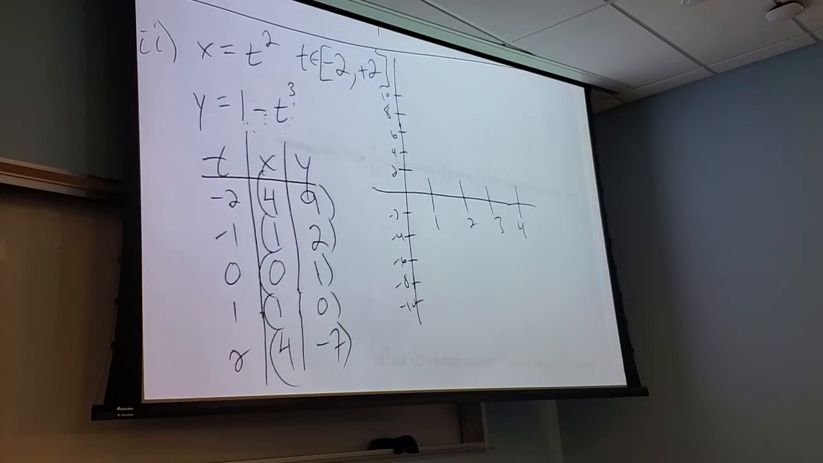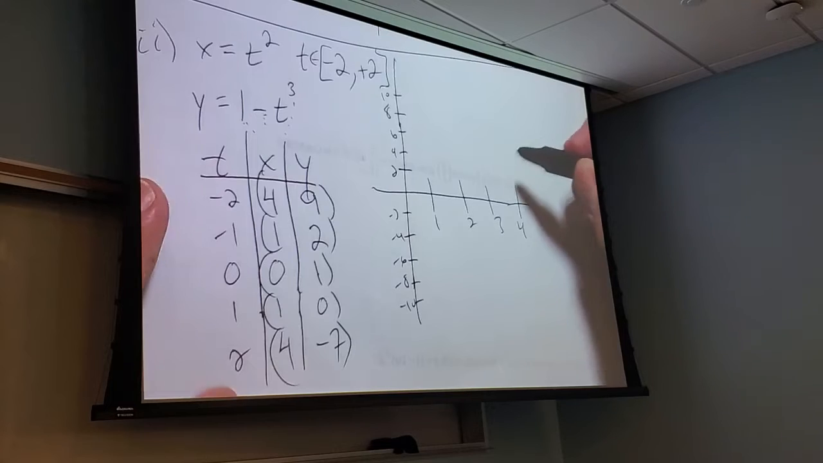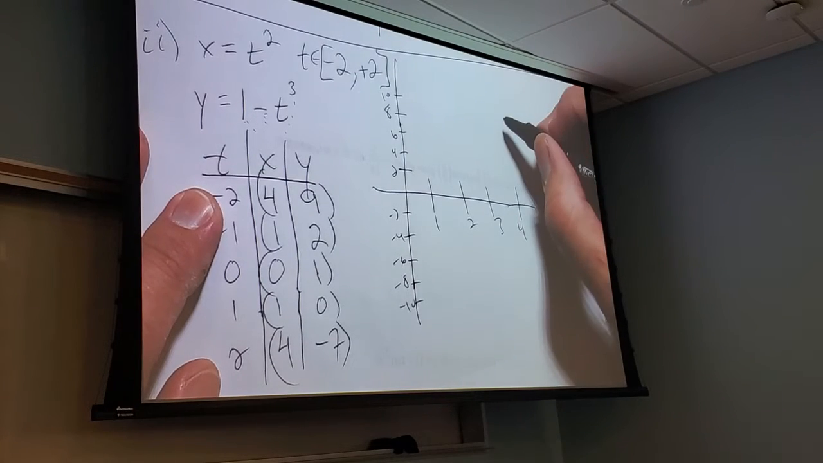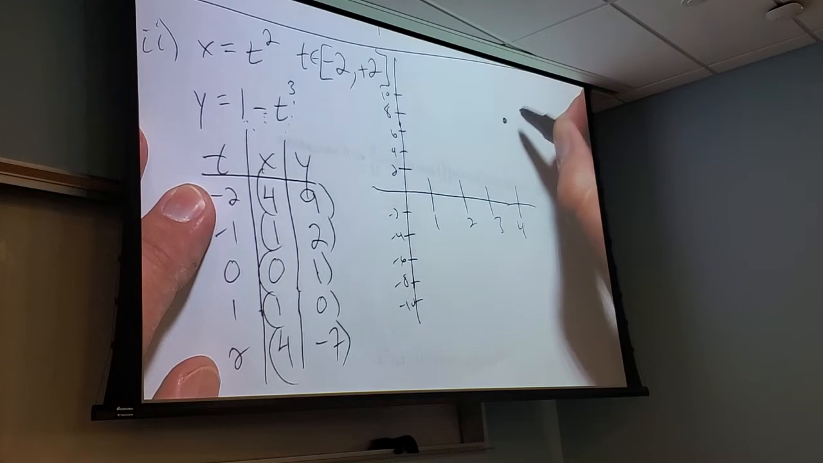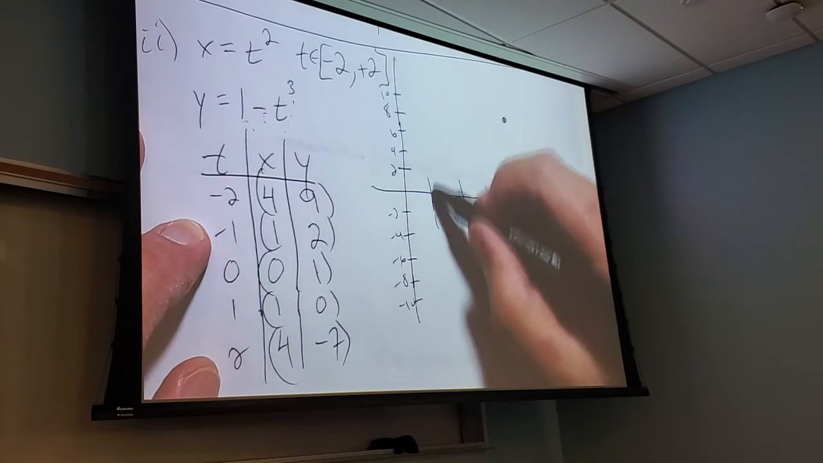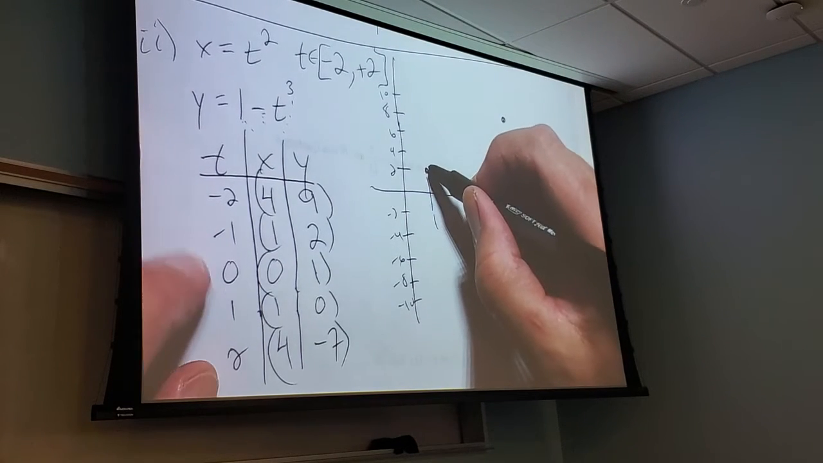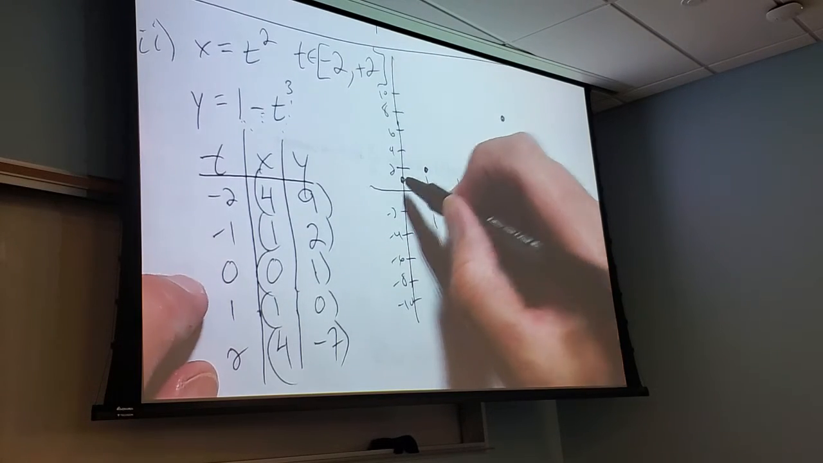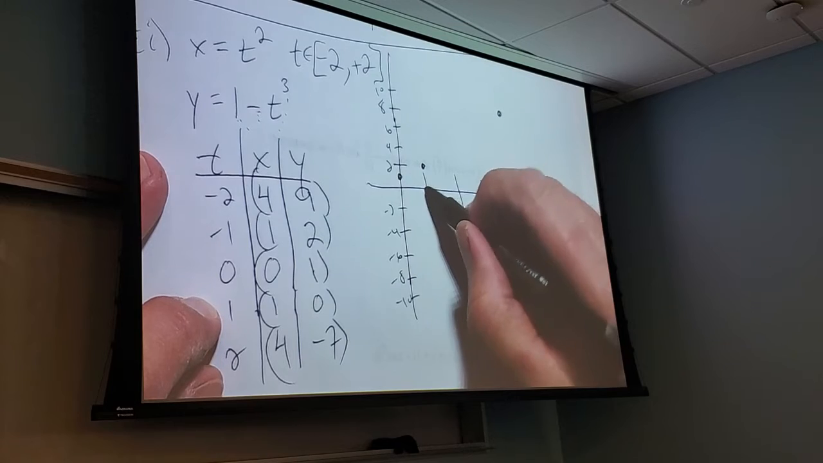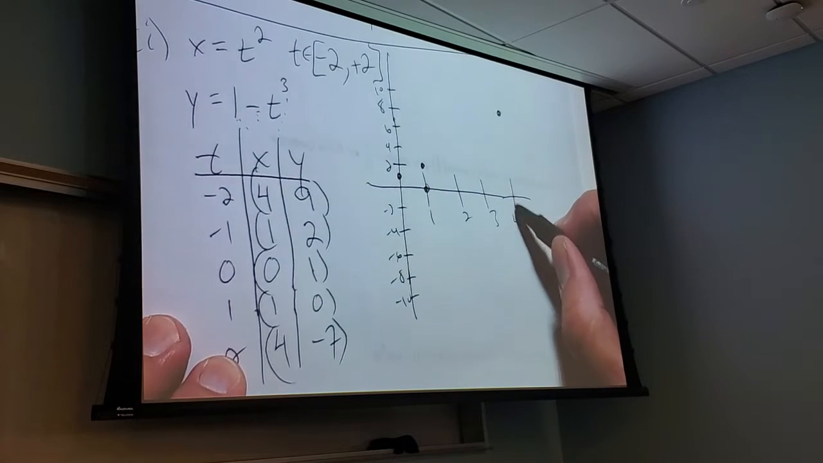So as always, I want to pick a good scale and so forth. So at 4, it goes 4, 9. Oh, I forgot to do one thing. We'll do it now. 4, 9. 1, 2. 0, 1. 1, 0. 4, -7.